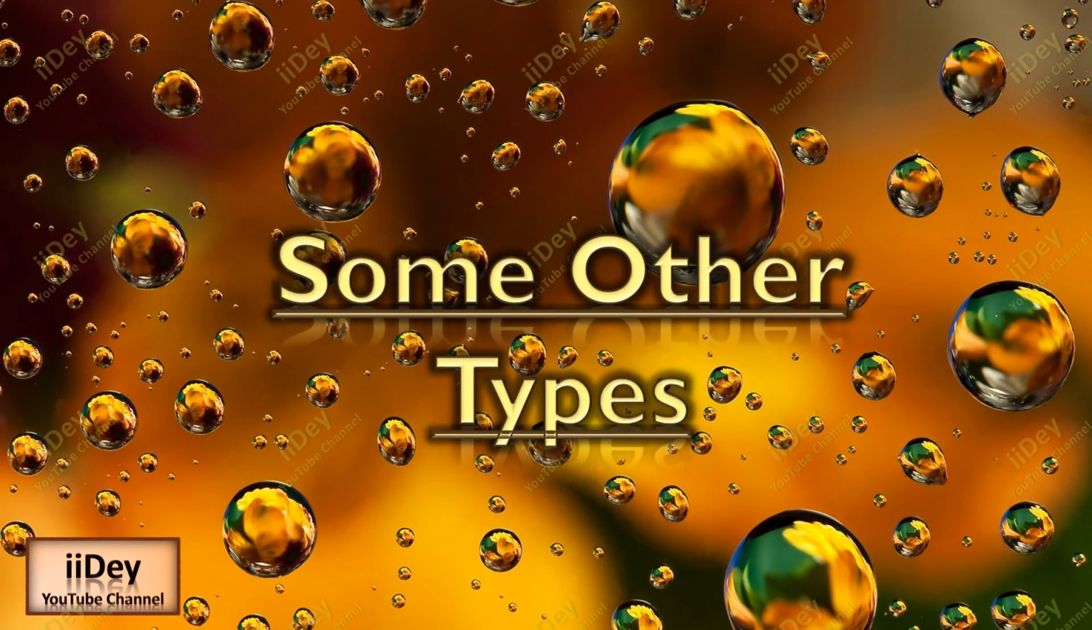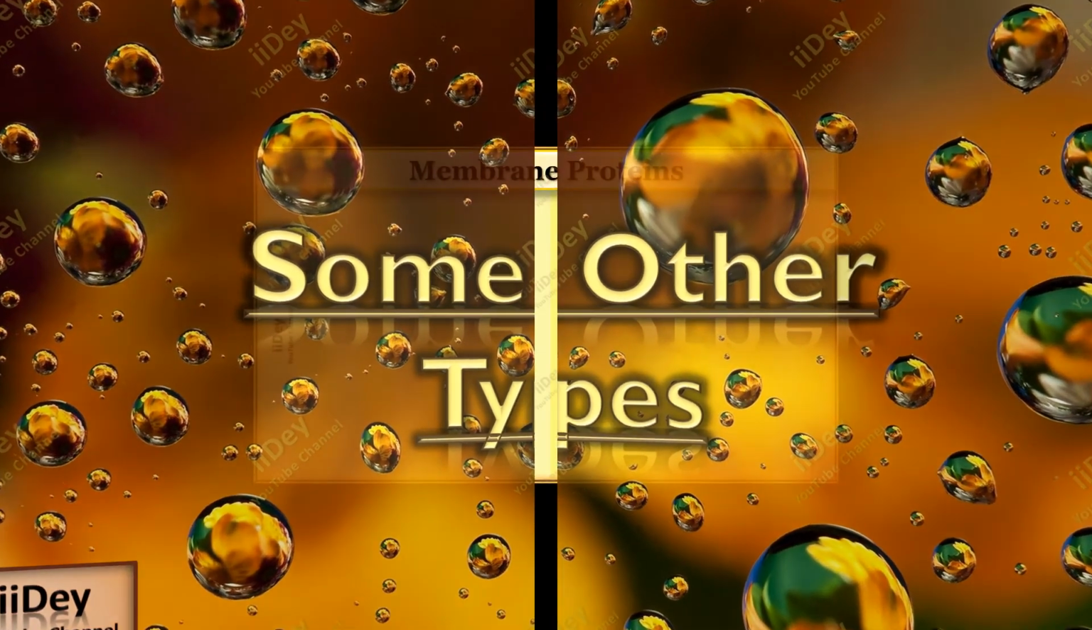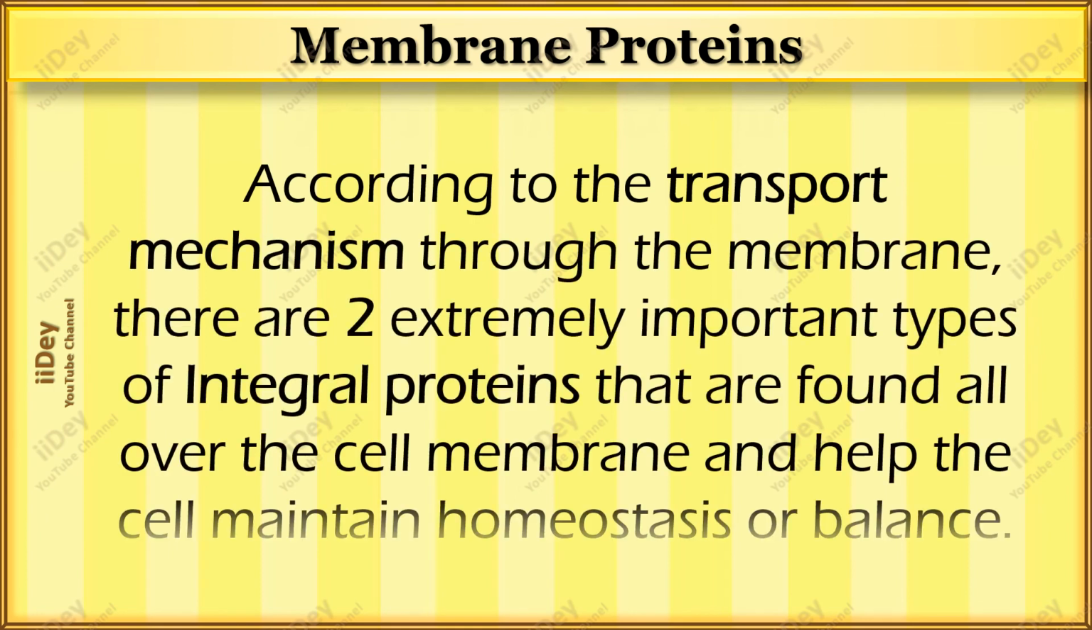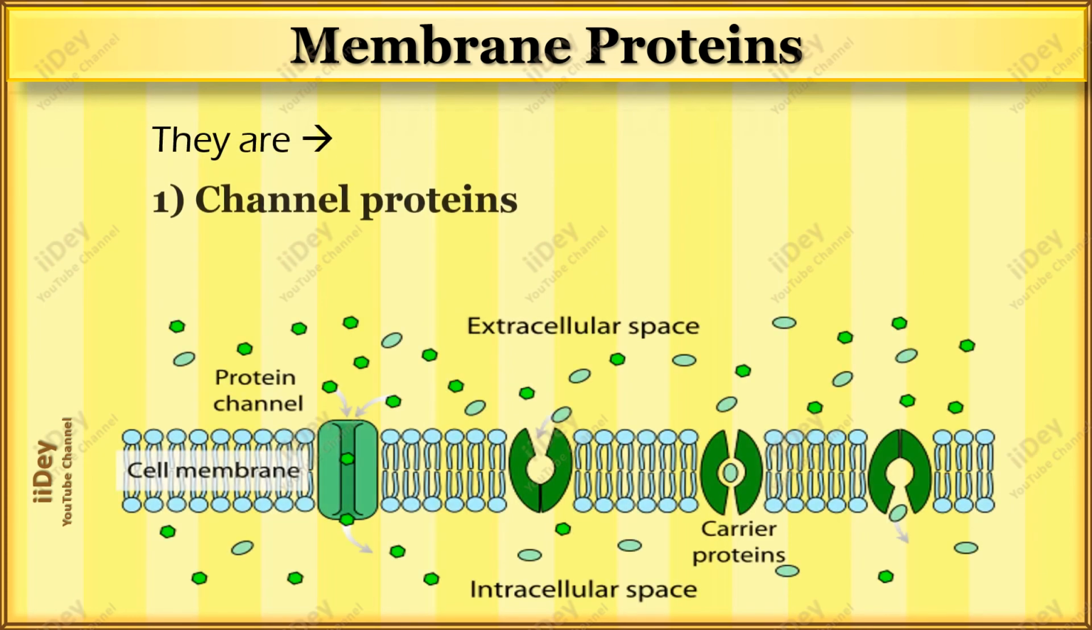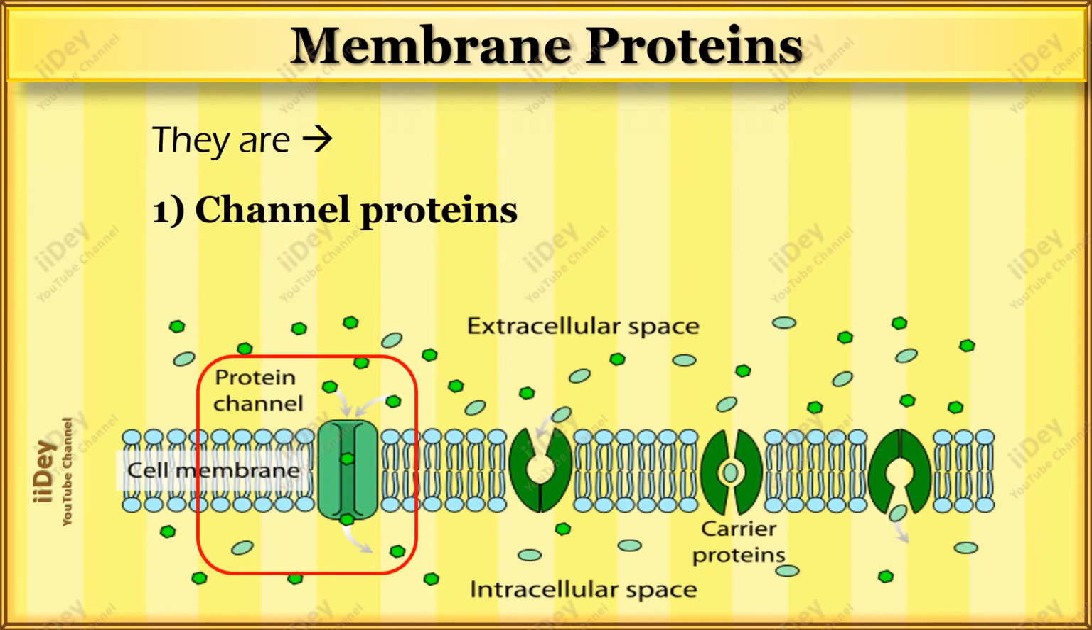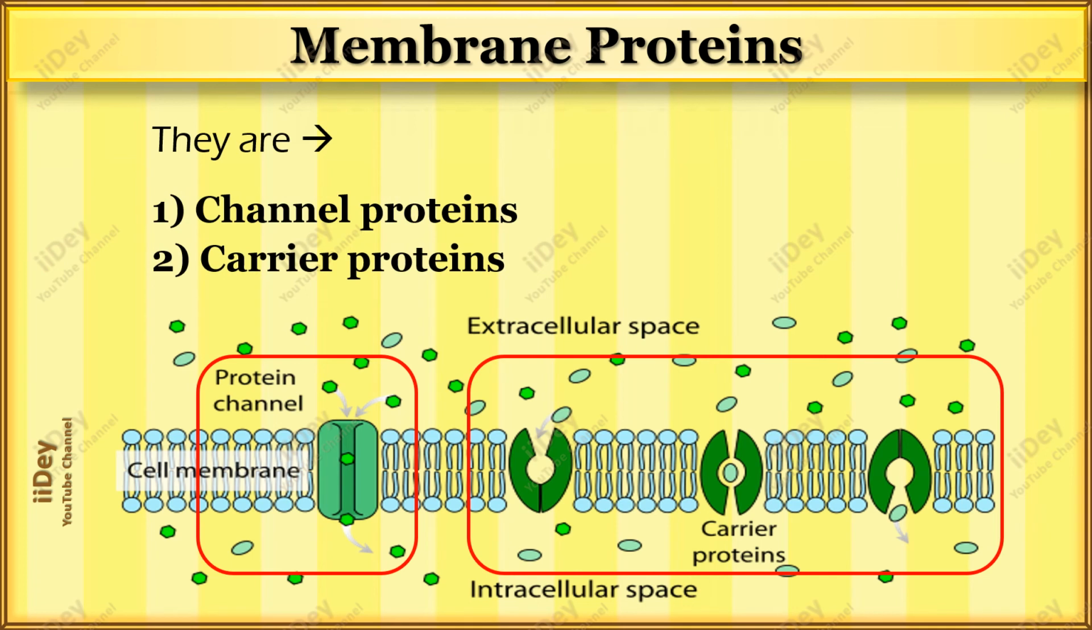There are also some other types of proteins based on their transport mechanisms. Let's see. So, according to the transport mechanism through the membrane, there are two extremely important types of integral proteins that are found all over the cell membrane, and help the cell maintain homeostasis or balance. They are, number 1, channel proteins, and number 2, carrier proteins.